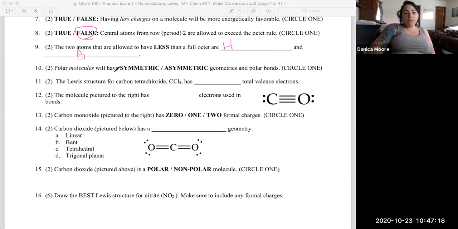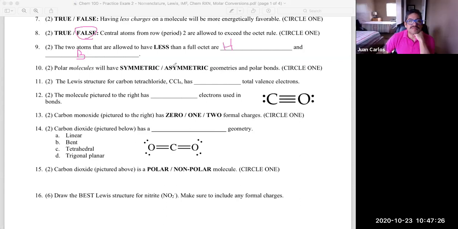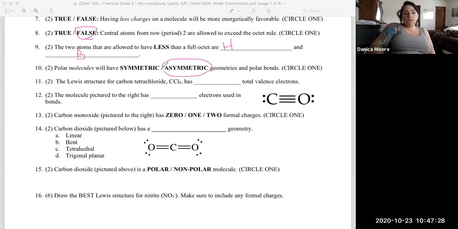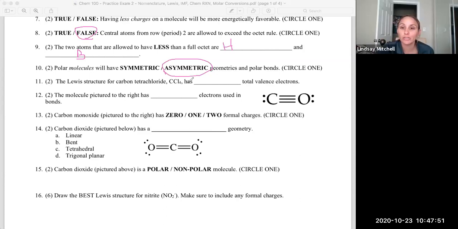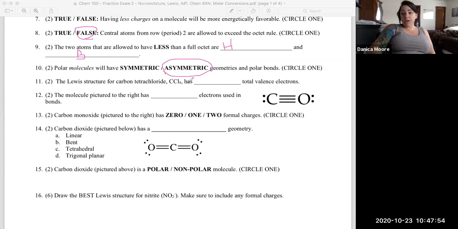Polar molecules will have symmetric or asymmetric geometries and polar bonds. Asymmetric, right? So in order to have a polar molecule, you must have polar bonds and you must have asymmetry. The geometry doesn't have to be where the asymmetry is. Where's the other place that the asymmetry could be? Lone pairs. Lone pairs are asymmetric geometries.